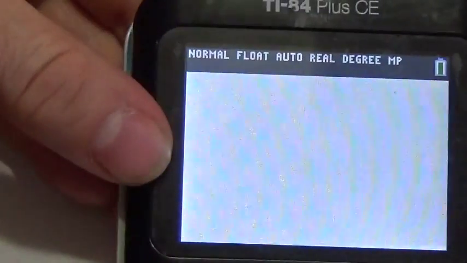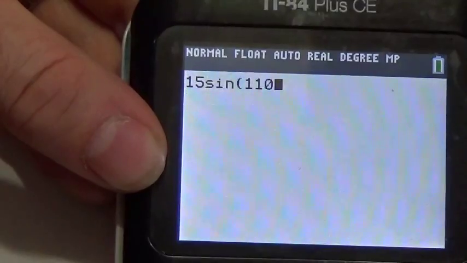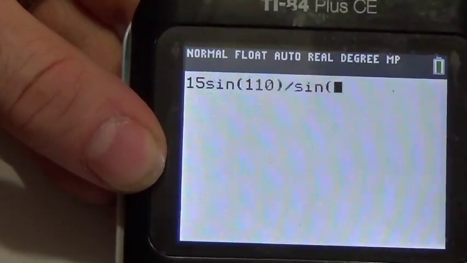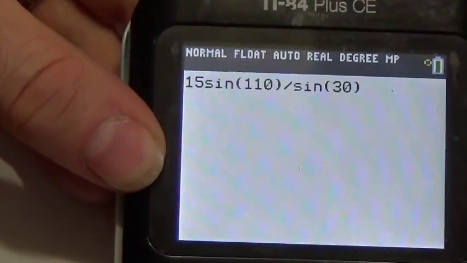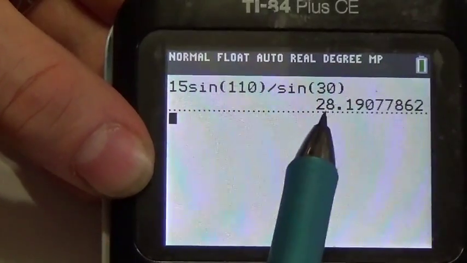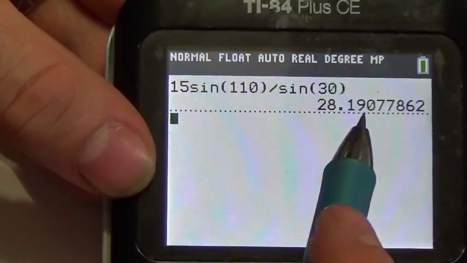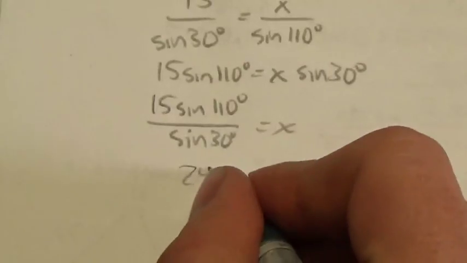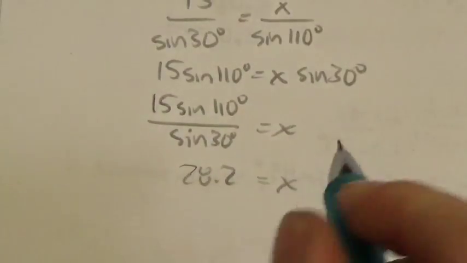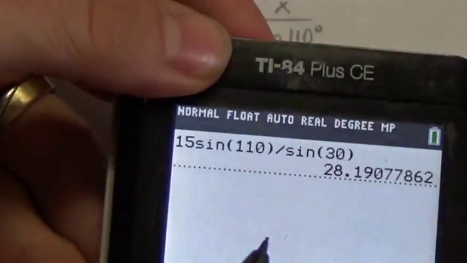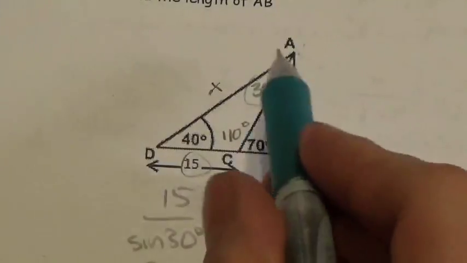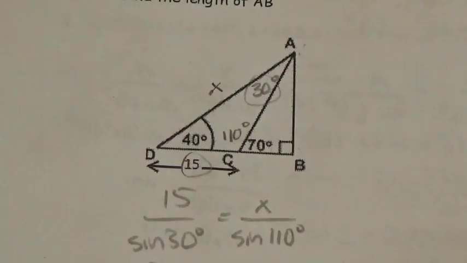Go to my calculator. 15 times the sine of 110 degrees divided by the sine of 30 degrees. And I get that x is going to equal 28.2 to the nearest tenth. Now I'm going to leave my actual value that I calculated in there. I'm going to come back to that in a second. So now I know what that side is right there.